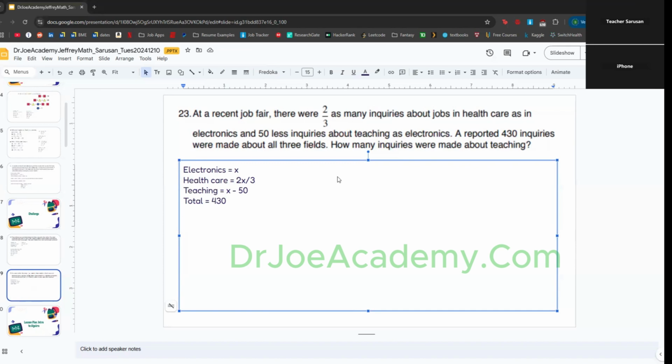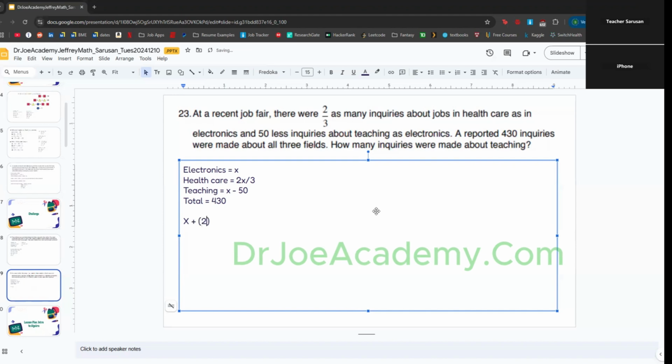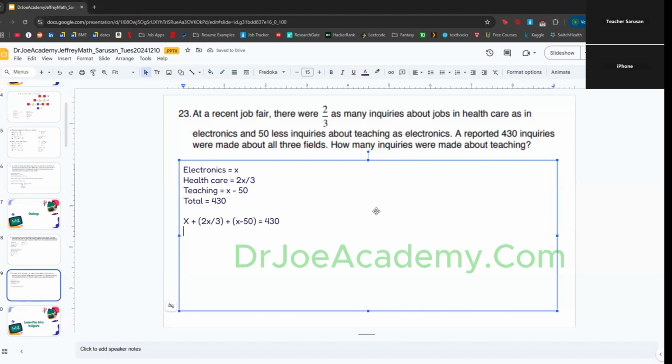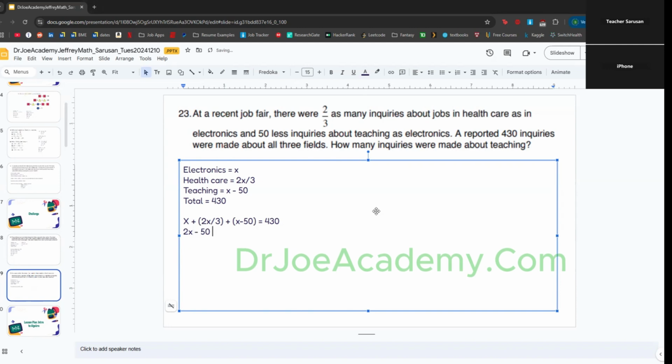x plus 2x over 3 plus x minus 50, and put the x minus 50 and the 2x over 3 in parentheses, equals 430. Excellent. Equals 430. Okay, and now, what do we do? I think the first step is 2x minus 50 plus 2x over 3. All right, nicely done.